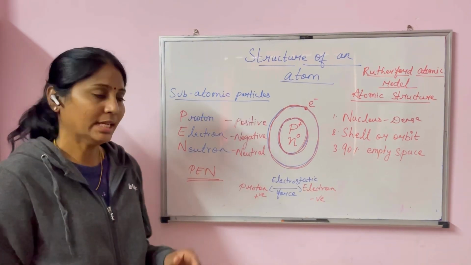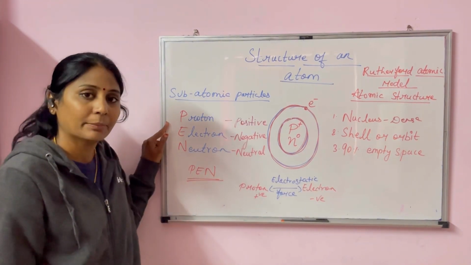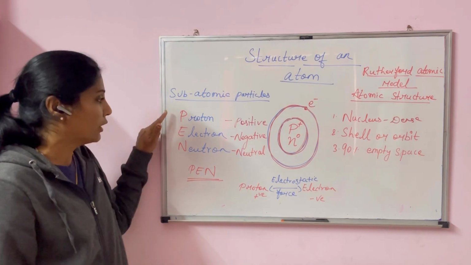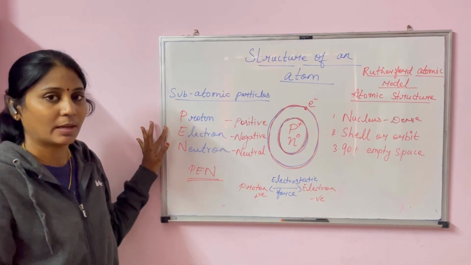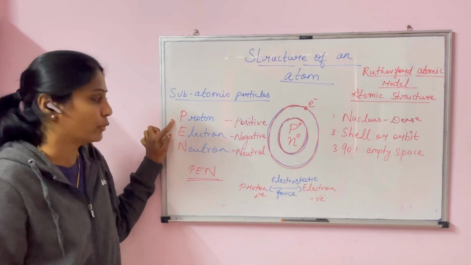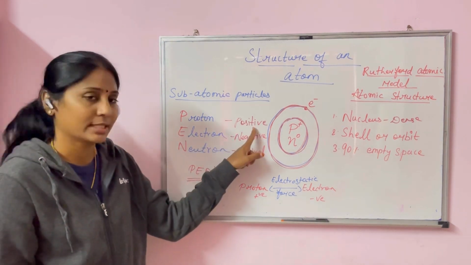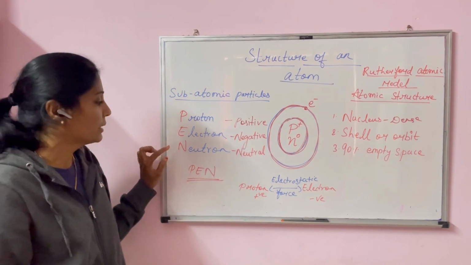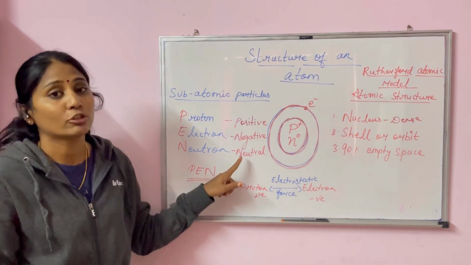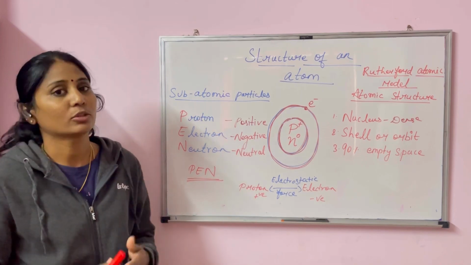Okay, next we'll see the charges of the subatomic particles. There are three subatomic particles, we already know. Now we are going to see about the charges. If you take the proton, the proton has a positive charge, the electron has a negative charge, and the neutron is neutral. Neutral means there is no charge.